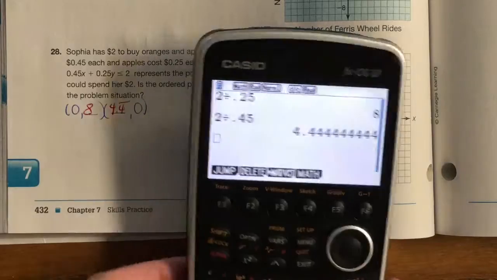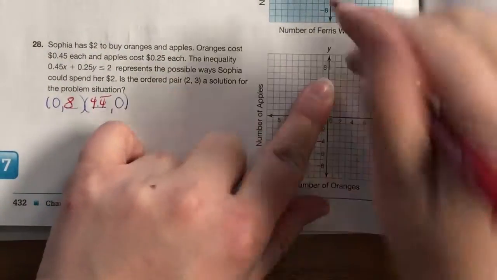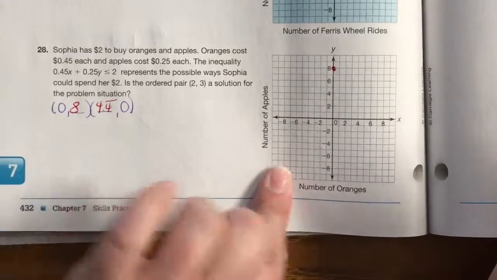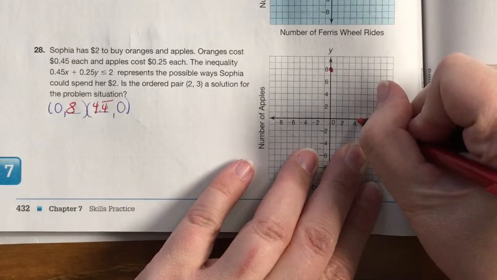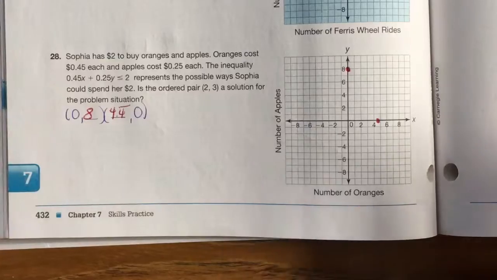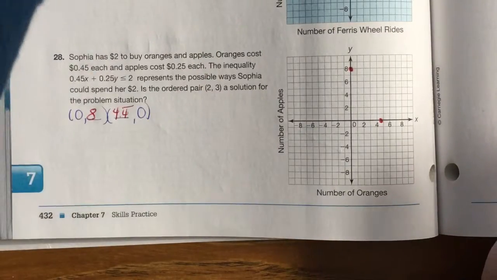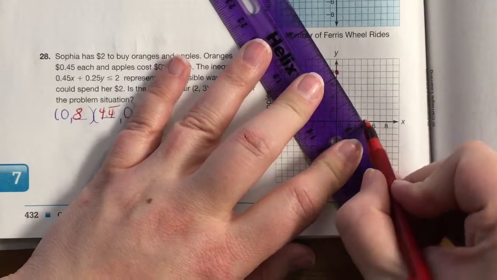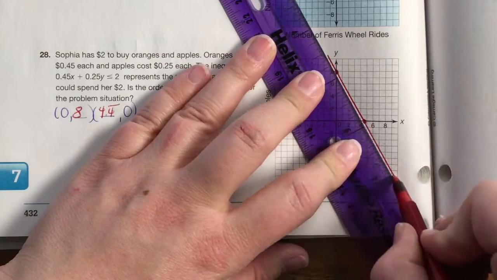And then I graph those. So over 0, up 8, put a dot. Over 4.4, which is about right there, up 0, put a dot. And then I can see that's supposed to be a solid line because there's a line underneath. So I'm going to graph this line like that.